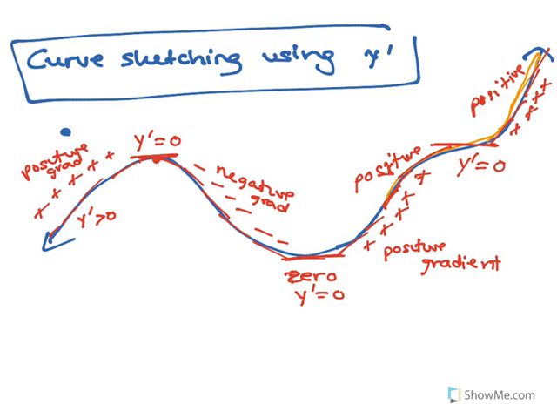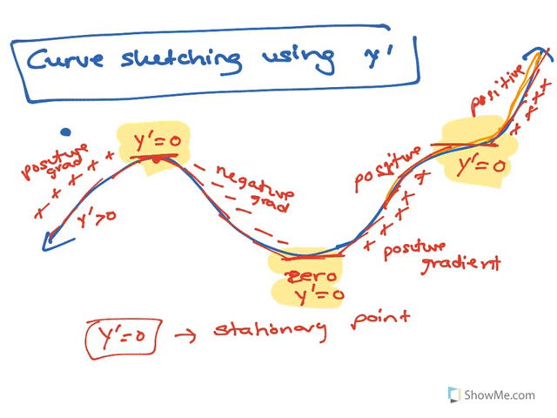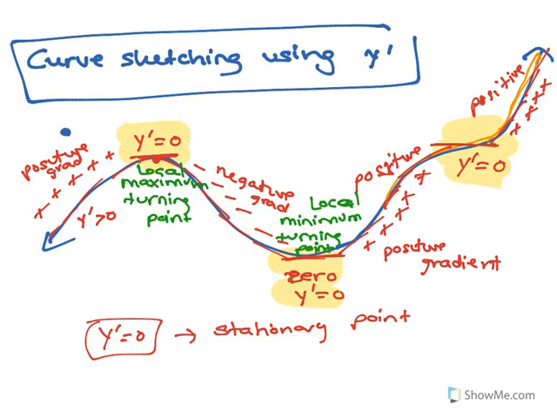So we have special names for these types of points where y dash equals 0. They're called stationary points. And you notice on this curve there are 3 different types of stationary points. This first one here, we call this a maximum turning point, and in actual fact you call it a local maximum. And this one here is a minimum turning point, or a local minimum. And this one here, we call this a horizontal point of inflection, because it has the horizontal tangent.